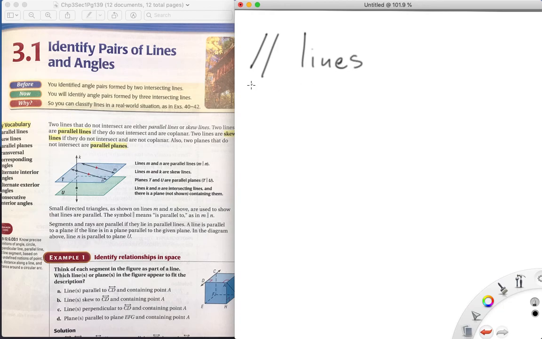And the definition that they give is two lines are parallel if they don't intersect and they're coplanar. So parallel lines do not intersect. And also they are coplanar.